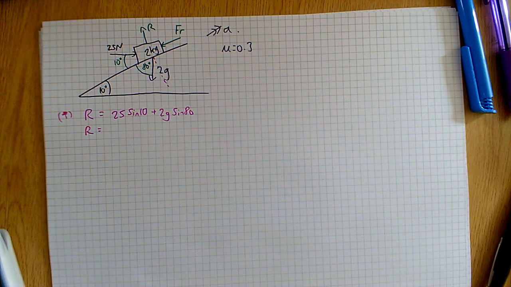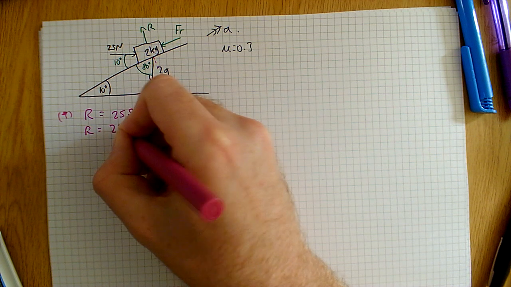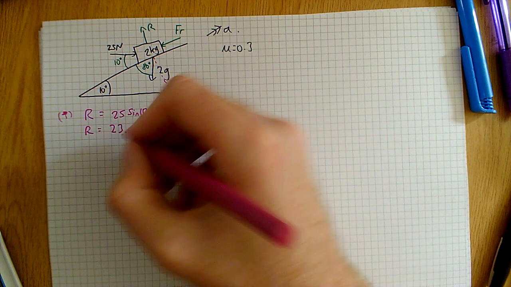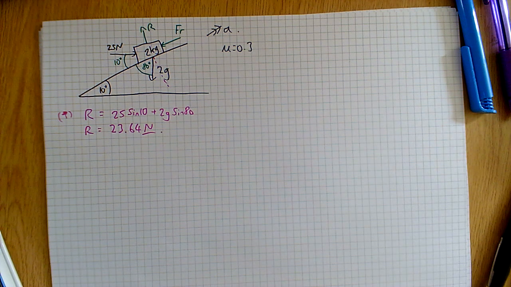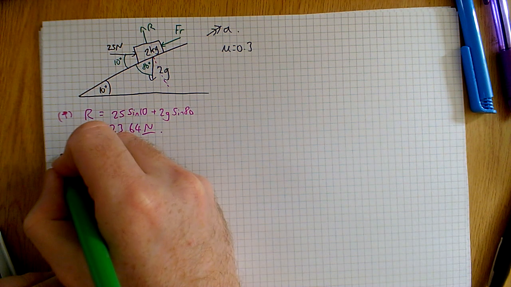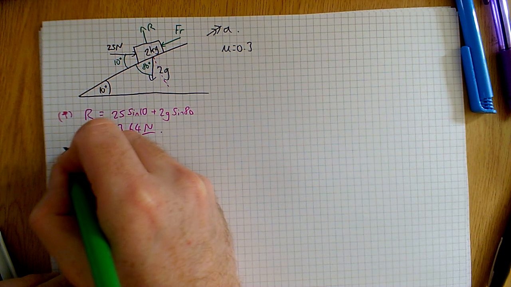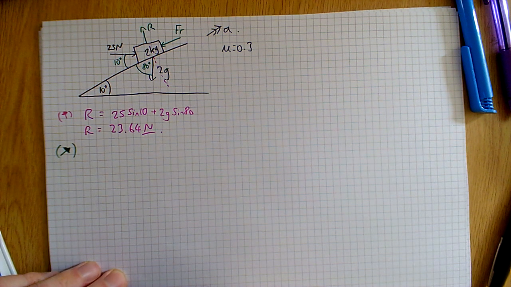So this is going to be 25 times sine 10 plus 2 times 9.8 times sine 80. Okay, we get 23.64 newtons for R. Right, but R is not what we're looking for. We're trying to get to A. So to do that, we're going to have to resolve up the slope. So let's have a look.